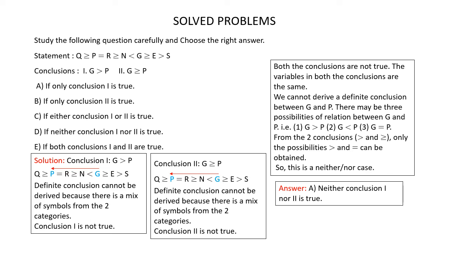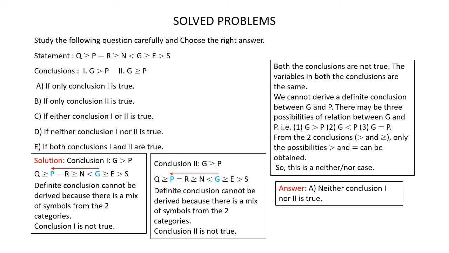Now let's solve this problem by considering each of the given conclusions separately. So conclusion 1 is G is greater than P. So this is the given statement. Now we have G here and P here. So we have to move in the backward direction from G to P. When we move in the backward direction from G to P, we get the symbols less than, greater than or equal to, and equal to.